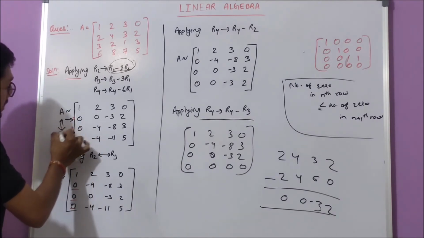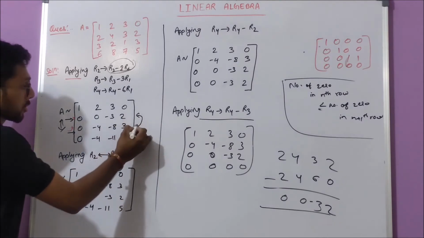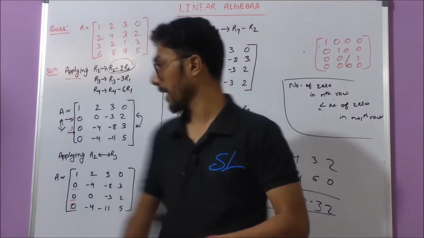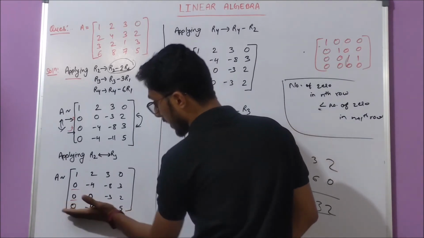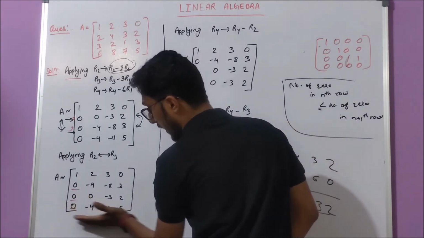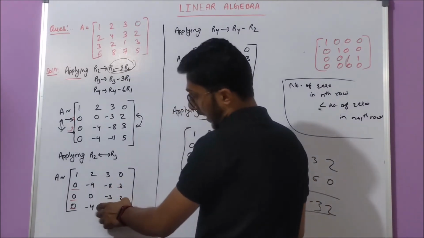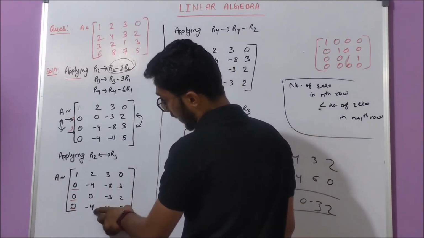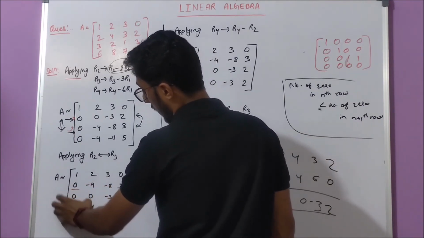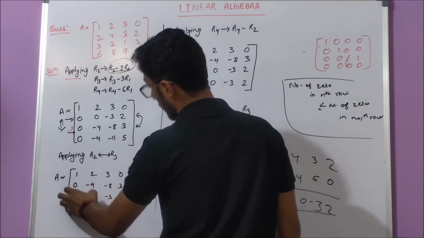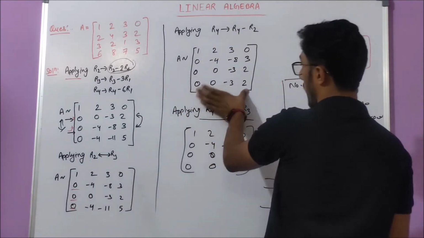So I interchange these rows. R2 and R3 are interchanged, and I get this. Now I have to somehow make the last row have all elements 0. I have seen that the minus 4 and minus 4 can be subtracted. This minus 4 can be subtracted from these. That's why I have applied R4 minus R2. We did R4 minus R2, and we got this: 0 0 minus 3 2.